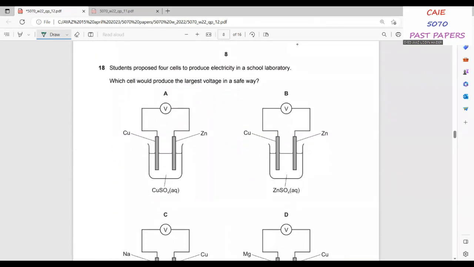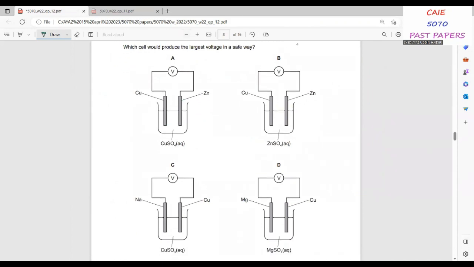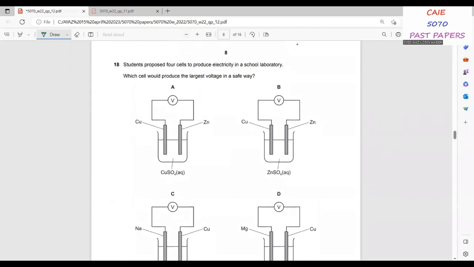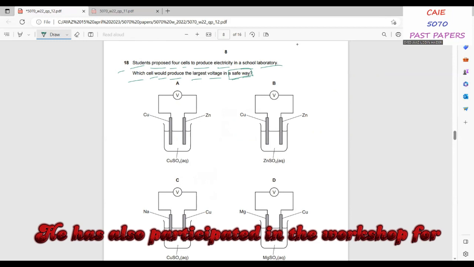Question number 18. Students proposed 4 cells to produce electricity in a school laboratory. Which cell would produce the largest voltage in a safe way? This is a very important statement, safe way. You have to consider this while answering this question.